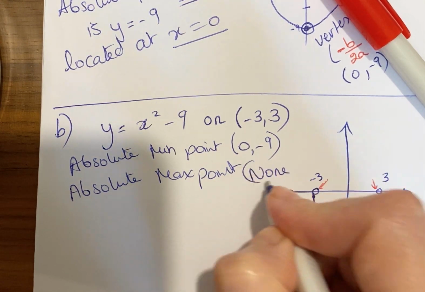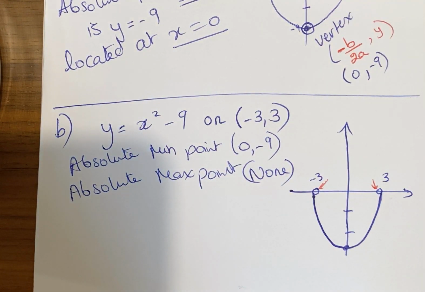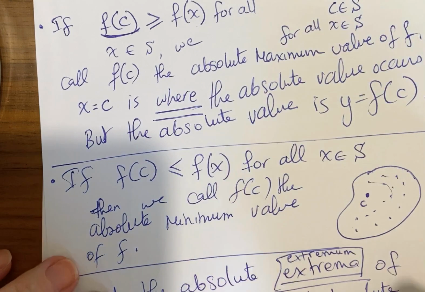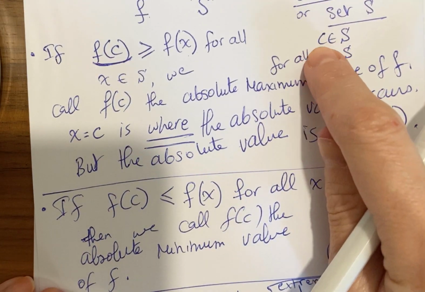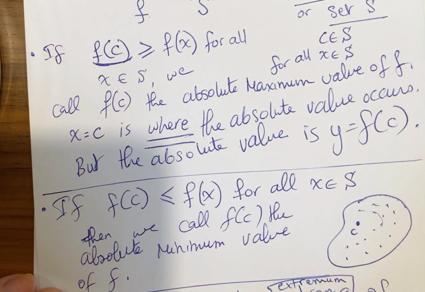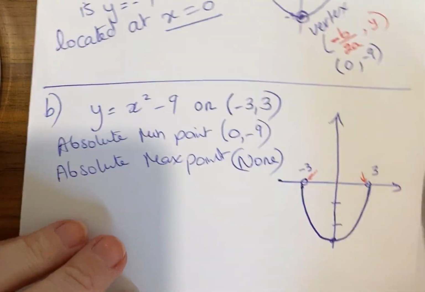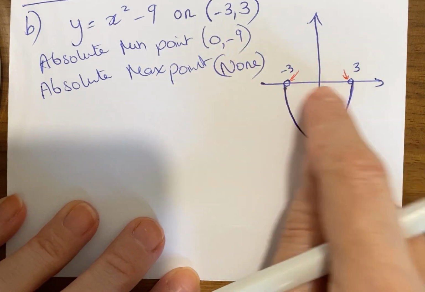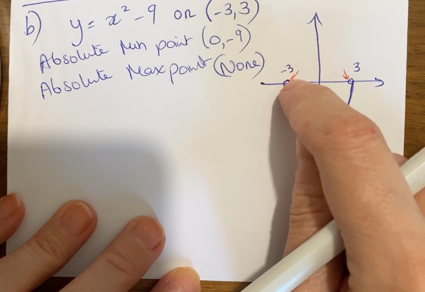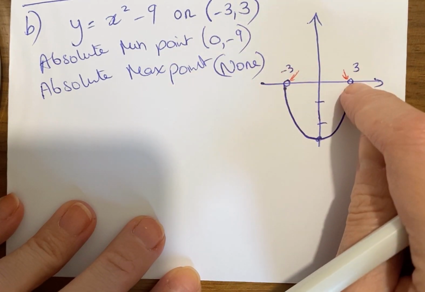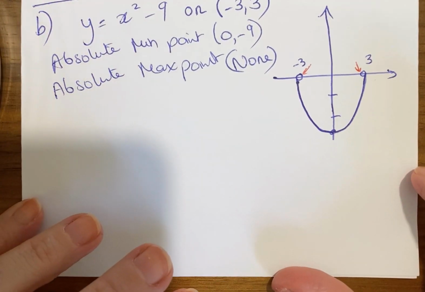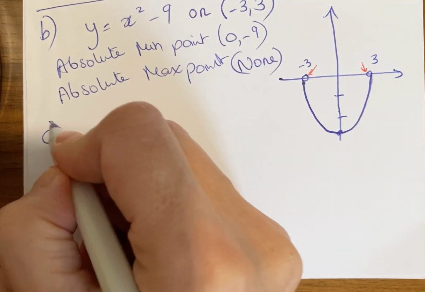So again, what is our result? No absolute max. Because one of the first things that we said when we defined it is that the c we are studying has to be in the set. So here, what is the maximum value of this function? The maximum y value of this function is 0. But f at minus 3 and f at 3, which give me 0 supposedly, are not included in the set I'm working with. So we have no absolute maximum point.